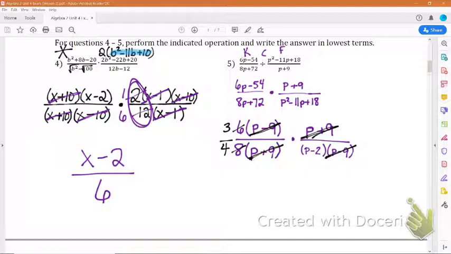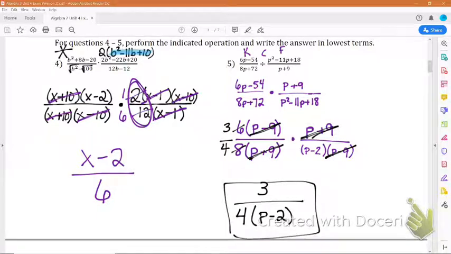So when I look at this, what is left in the numerator for my final answer? 3. And then in my denominator, I have the 4 left, and then the p minus 2 in parentheses. You can leave your answer just like that. There's no need to distribute that 4 in. You can't cancel anything. That is your final answer.